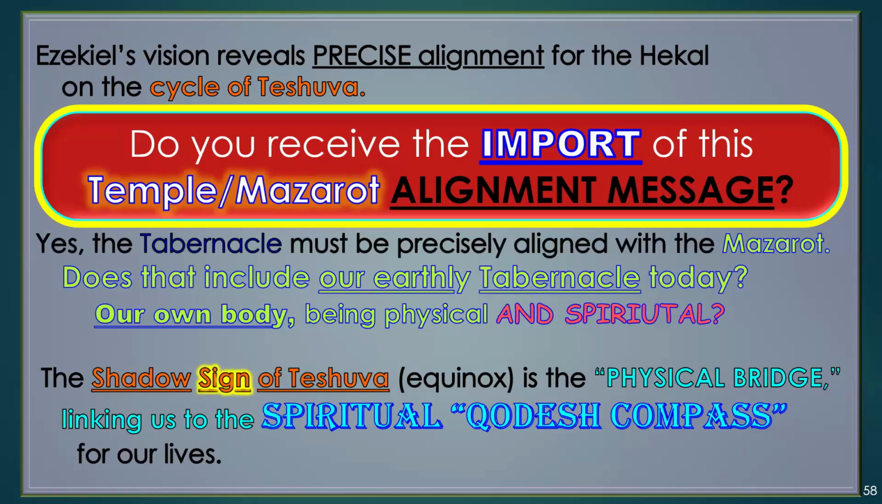Yes, the tabernacle must be precisely aligned with the Matzerot. Does that include our earthly tabernacle today? Our own body being physical and much more, exponentially more important, spiritual? The shadow sign of Teshuva, equinox, is the physical bridge linking us to the spiritual Kodesh compass for our lives. Are we in alignment or not?